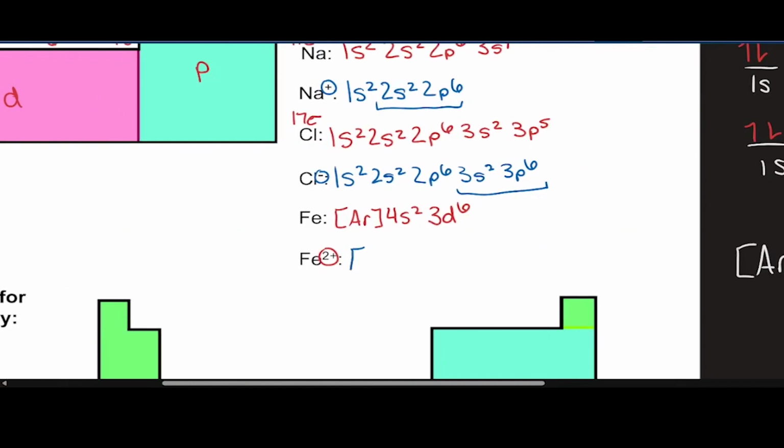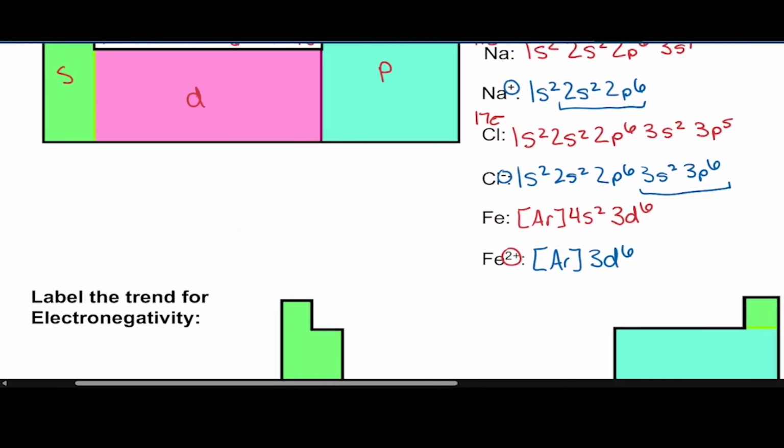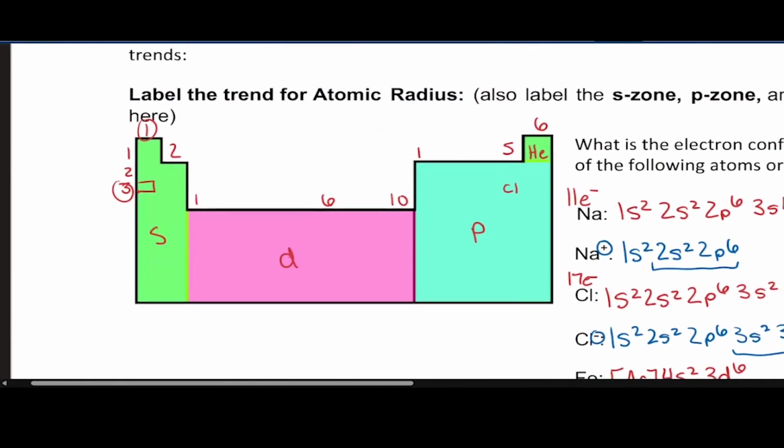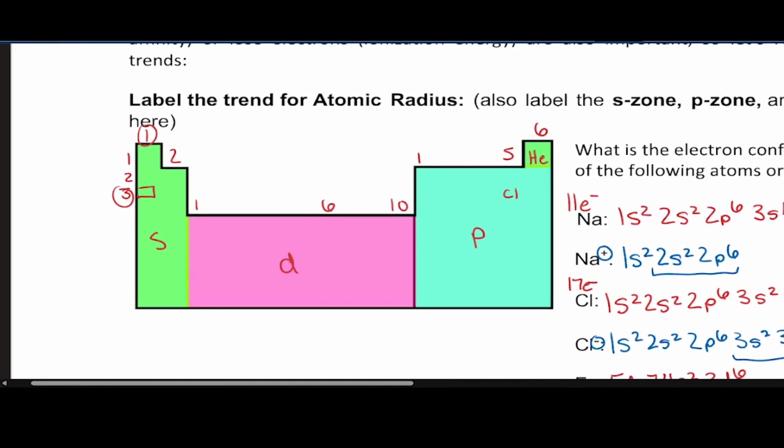And our electron configuration then becomes argon 3d6. Cool, right? Alright, why don't we discuss the trend for atomic radius?